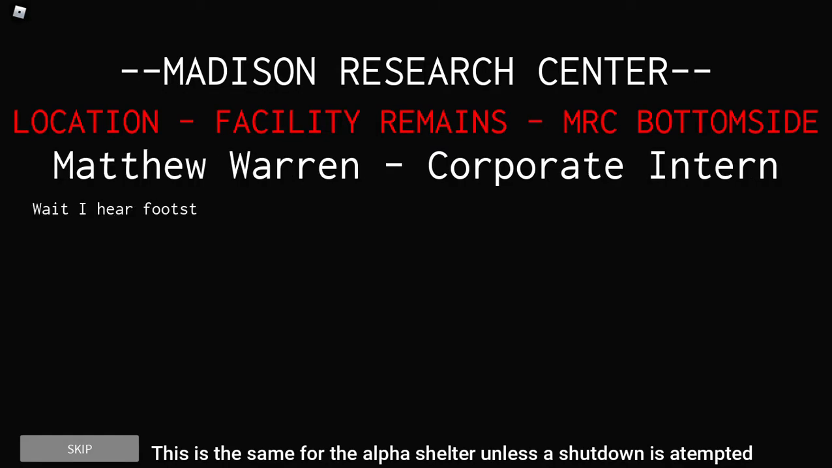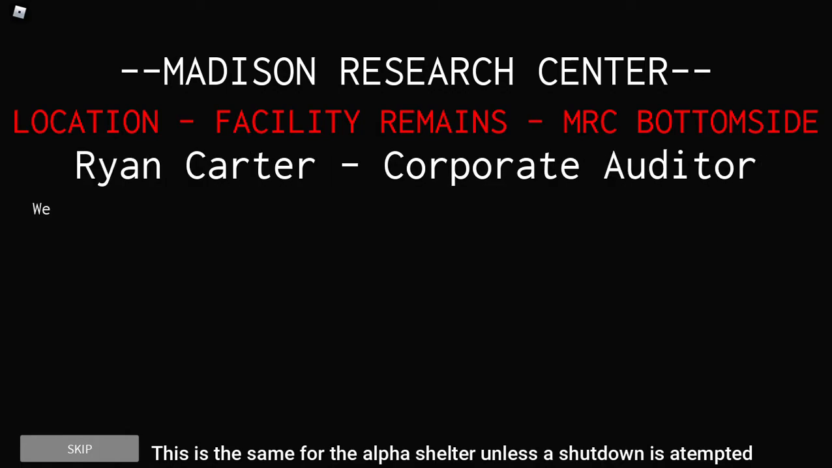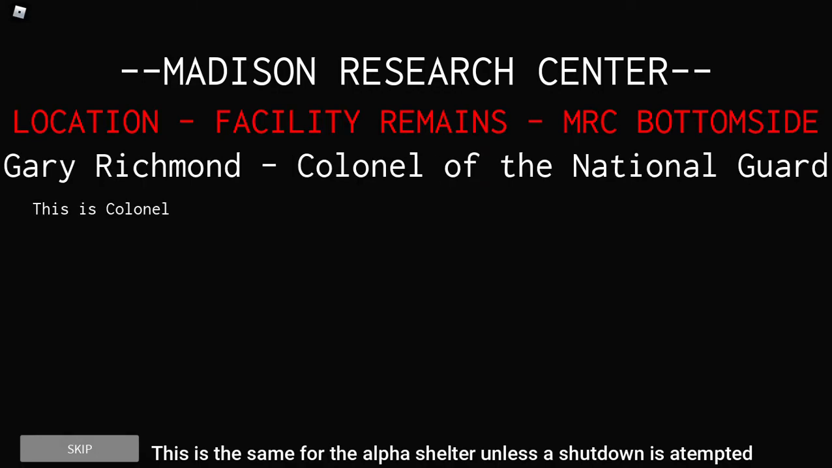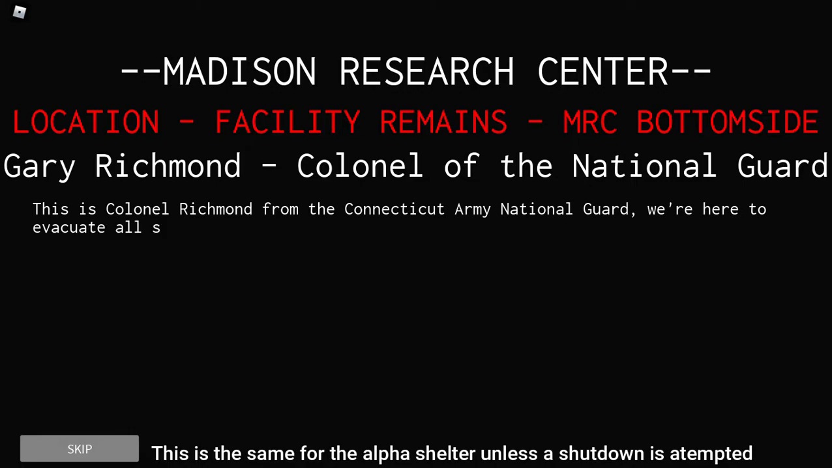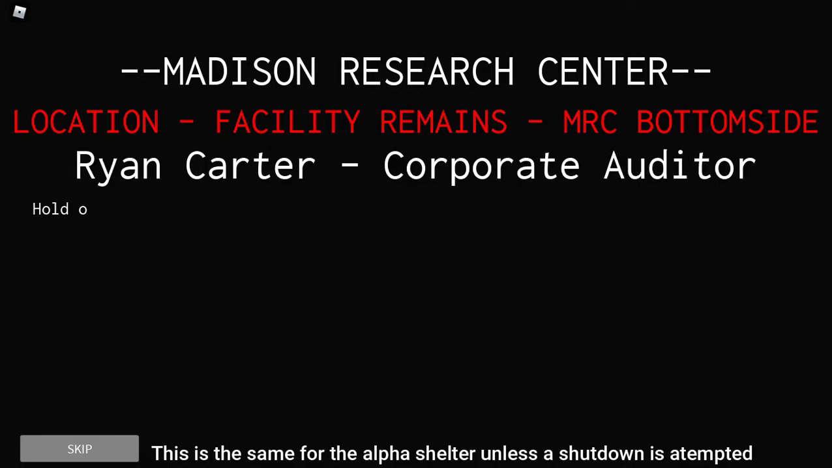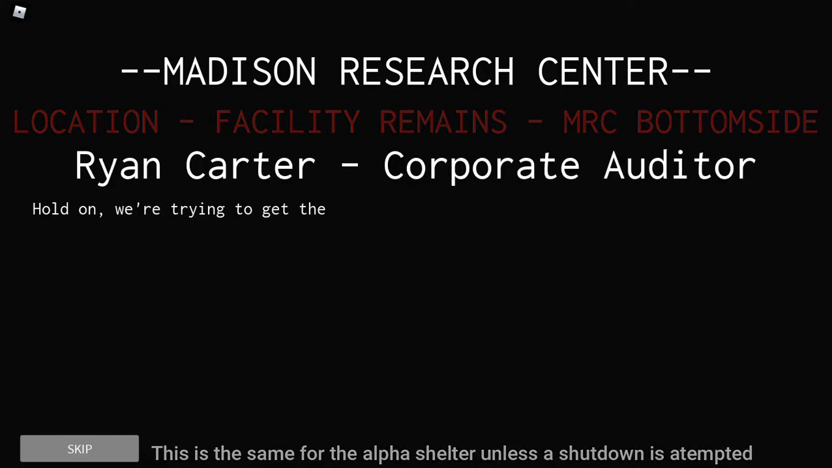Wait, I hear footsteps. Hey, we're in here! We've got survivors in here. We need a medic. Colonel Richmond from the Command Center and the National Guard. We need to evacuate all survivors. Hold on, we're trying to get the door open.